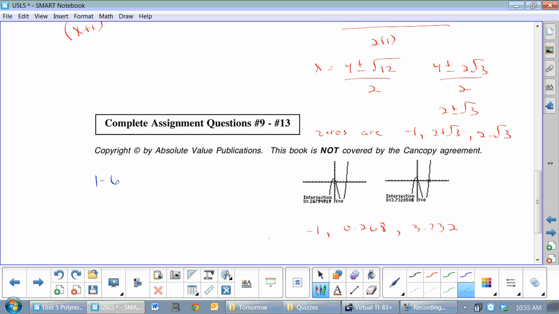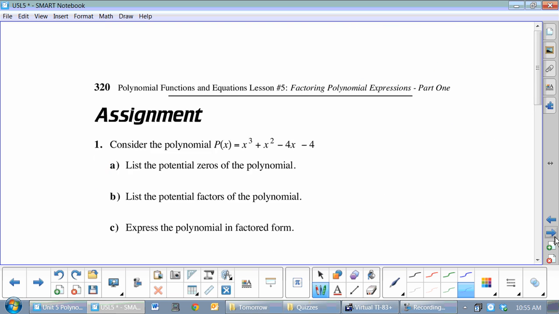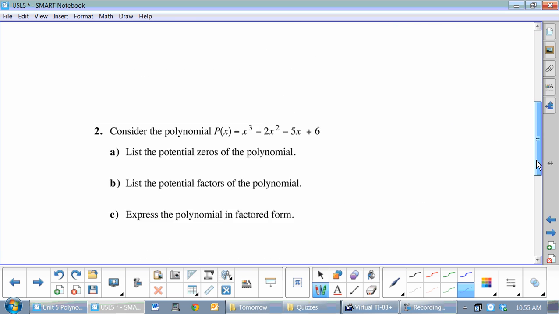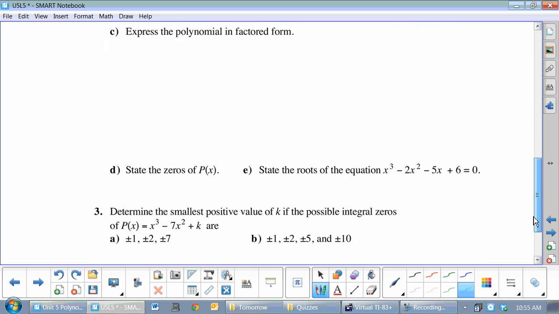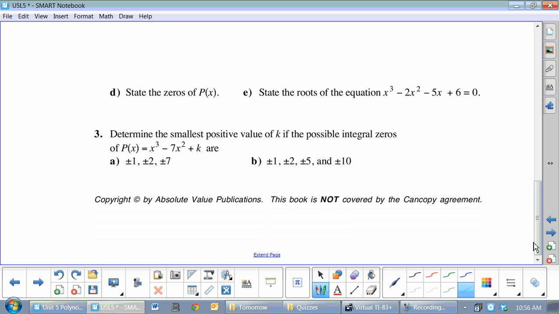So we're doing 1 to 6, 10A, and 11 to 13. Okay, everyone's got that down. I'm just going to scroll through so people at home can do their homework.